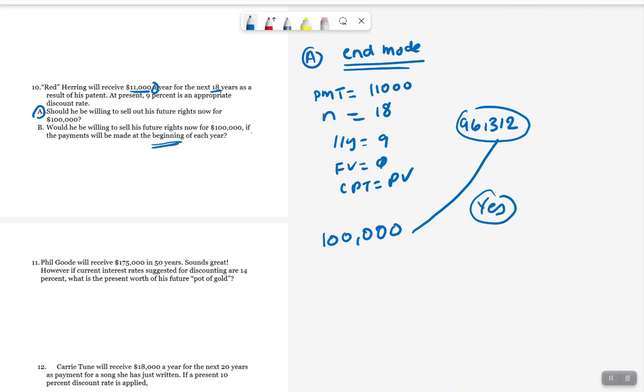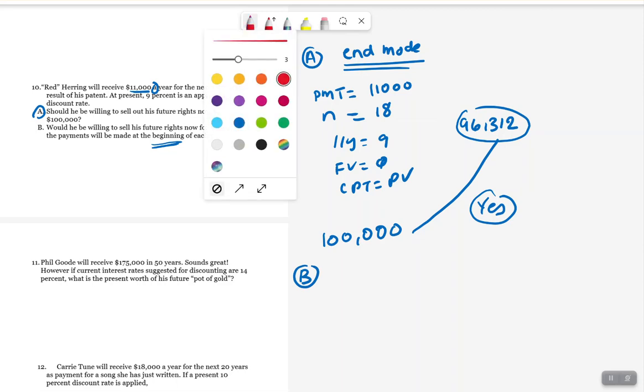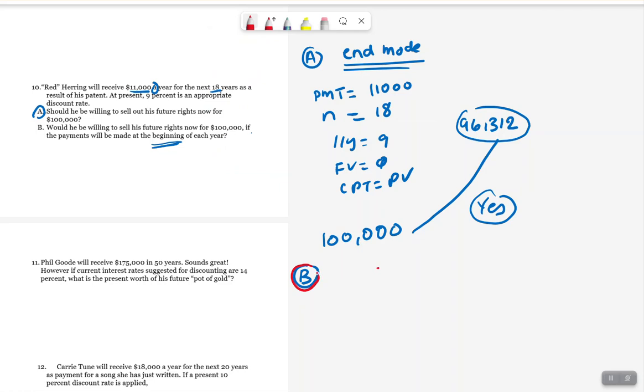So what we needed to know is when we make the payments at the beginning of the period. I'm going to change my ink so we know what we are doing. So for part B, we needed to change our calculator to begin mode. Now you know how to convert your calculator to begin mode. Once you set begin mode, we have to recalculate our present value.